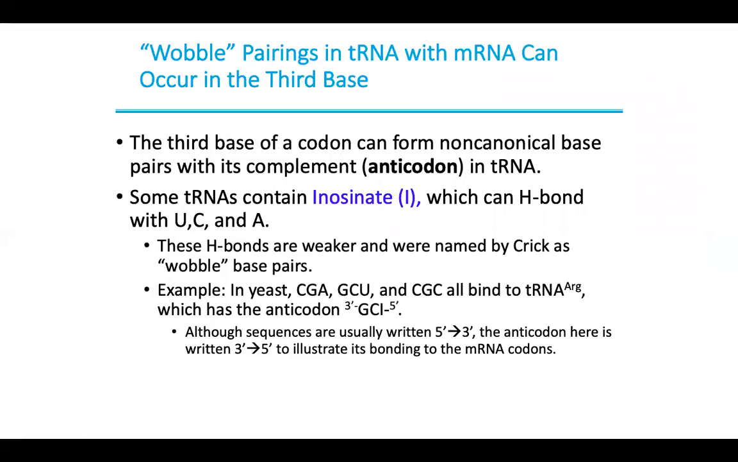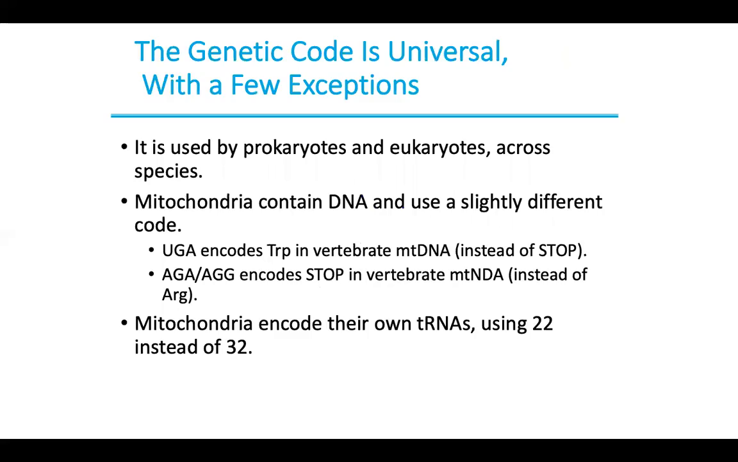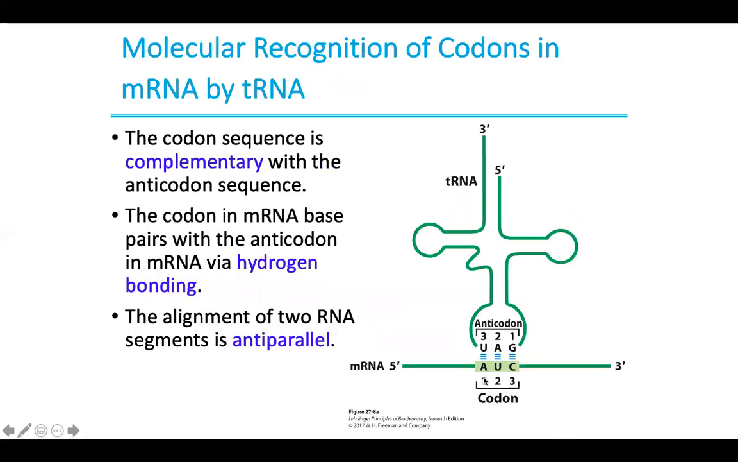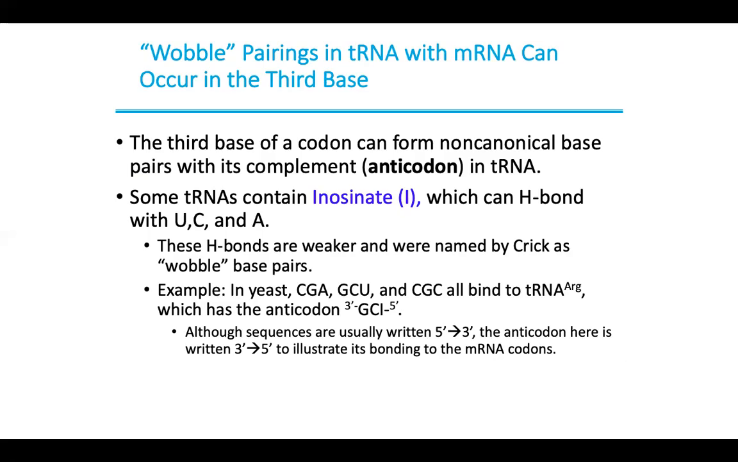Wobble base pairing in tRNA with mRNA can occur on the third base. The third base of a codon can form non-canonical base pairs with its complement. Some tRNAs contain inosinate, which can hydrogen bond with U, C, or A. Now, these hydrogen bonds are weaker and were named by Crick as wobble base pairs. So what do you mean by wobble? For example, if you have this codon, the third nucleobase has the capacity to be changed, to be varied.